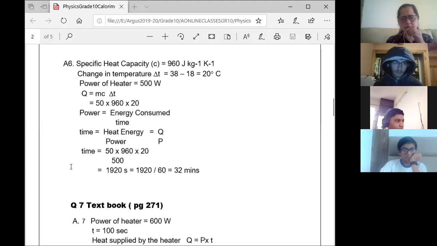See, I have not multiplied this, because I know I'm going to cancel it. Why should I take the headache of multiplying? So 50 multiplied by 960 multiplied by 20 divided by 500 gives 1920 seconds. Even if you don't divide by 60 it's okay, but your book is giving an answer of 32 minutes, so I divided it by 60 and got 32 minutes.